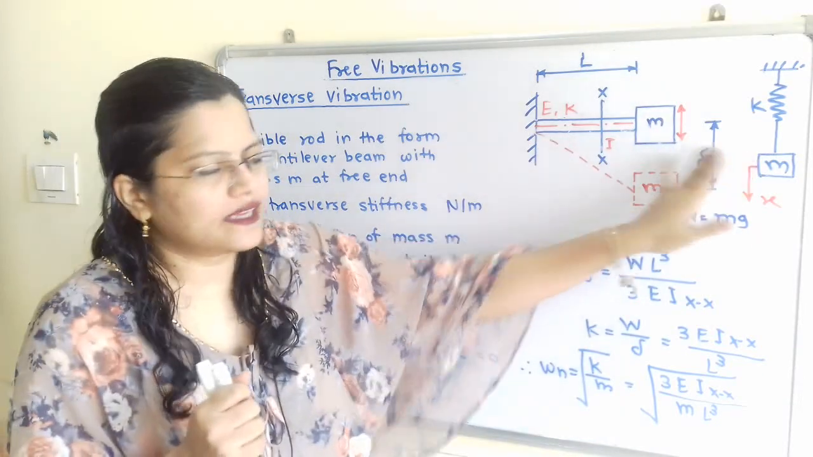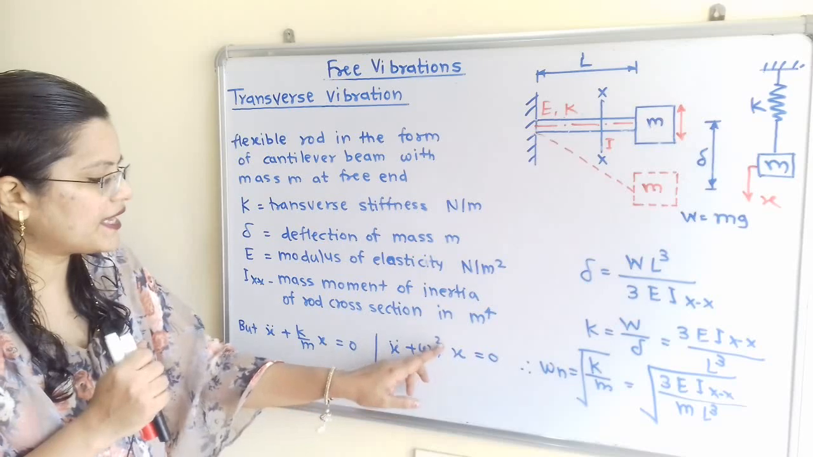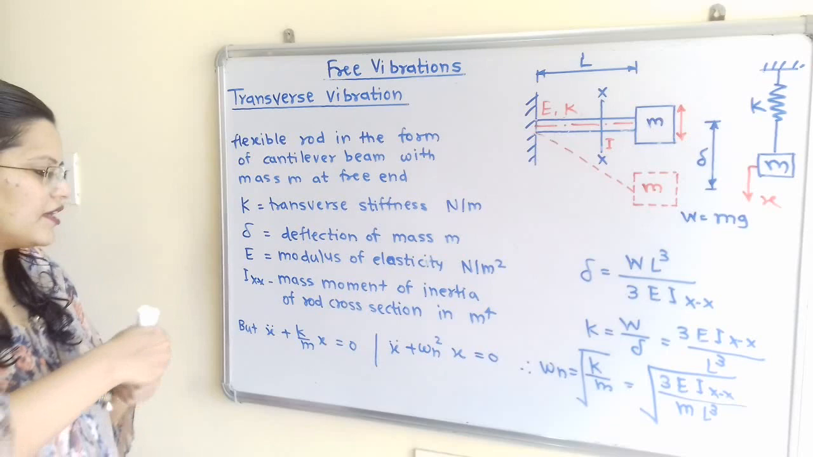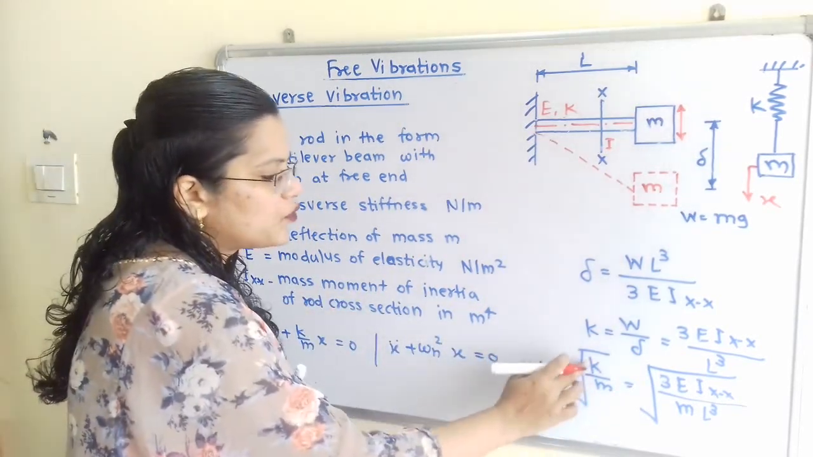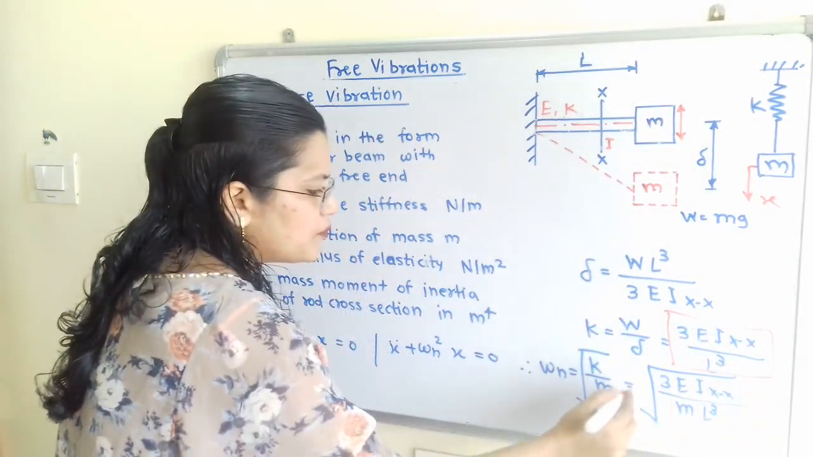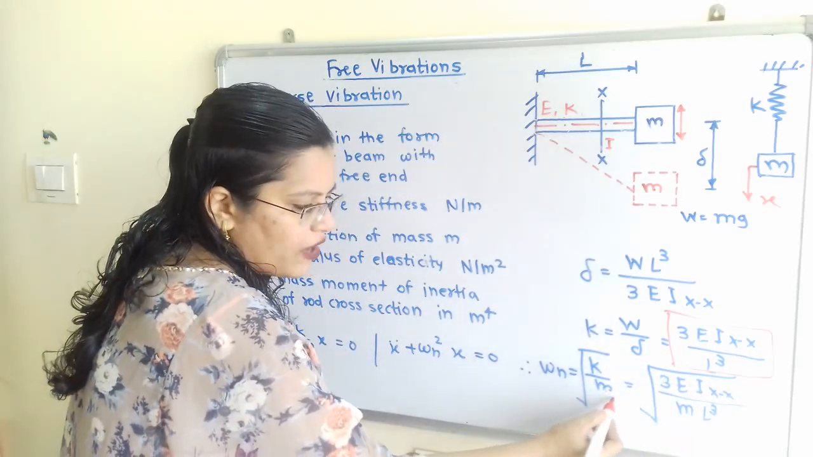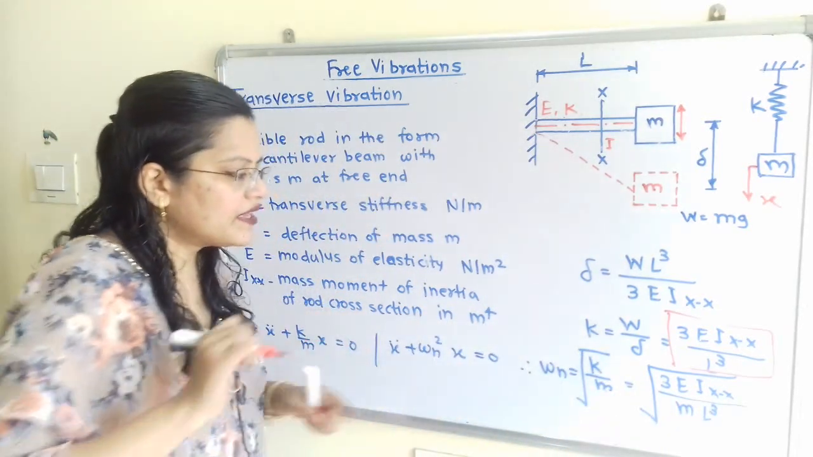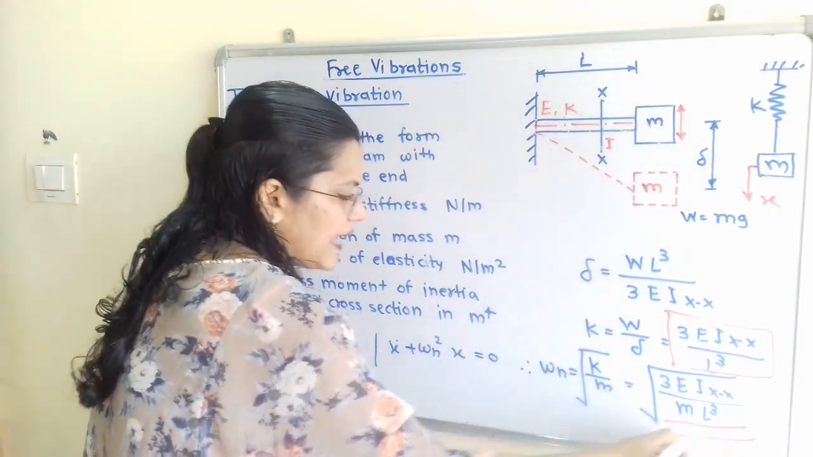Now these two are equivalent to each other. So we can also write X double dot plus omega n square X is equal to 0. From this we can write omega n is equal to under root of K by M. Now we can put the value of K from this system. So this is the value of K. When we put here under root of 3EI_XX divided by M L cube, this is the formula for omega n. So we have to consider this formula to calculate omega n.